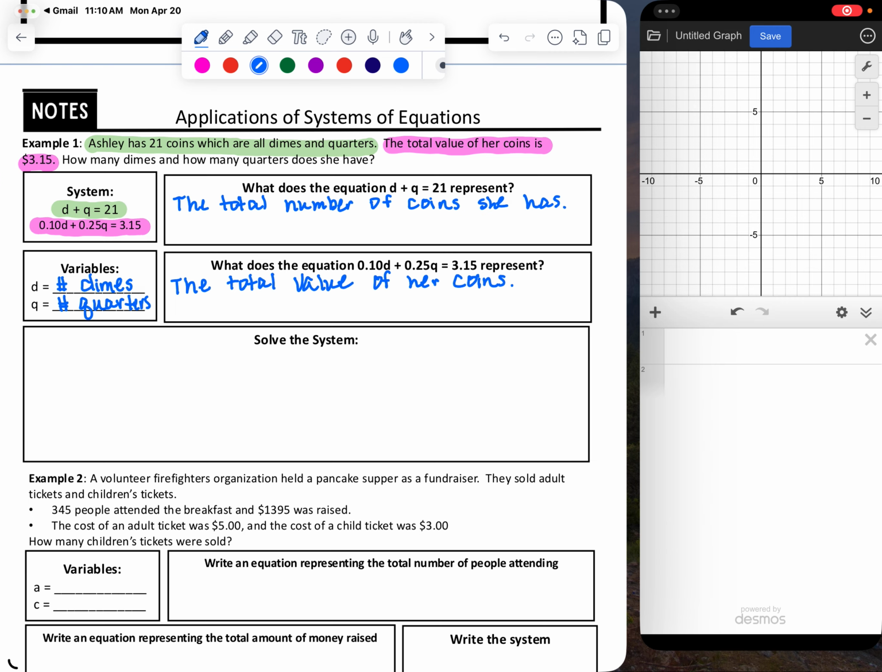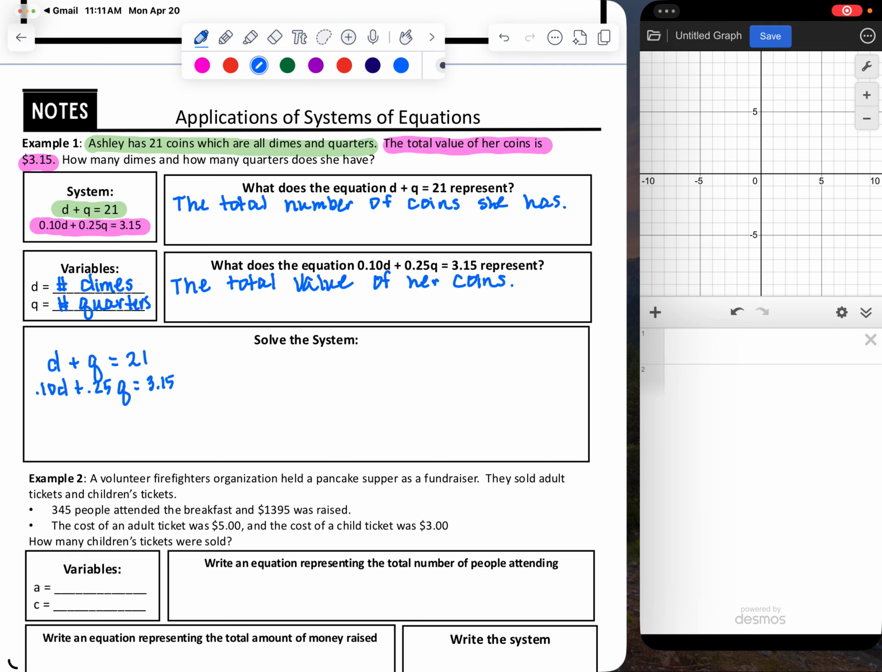We don't know. Okay, so what we're going to do is write down the system here, on the left side so that you have some room to work. I'm going to say D plus Q is equal to 21, and 0.10D plus 0.25Q is equal to 3.15. Now, because both of these equations are written in standard form, I'm going to solve this system by elimination. So I have to eliminate either the dimes or the quarters. It doesn't matter which one we eliminate. So I'll just eliminate the dimes.